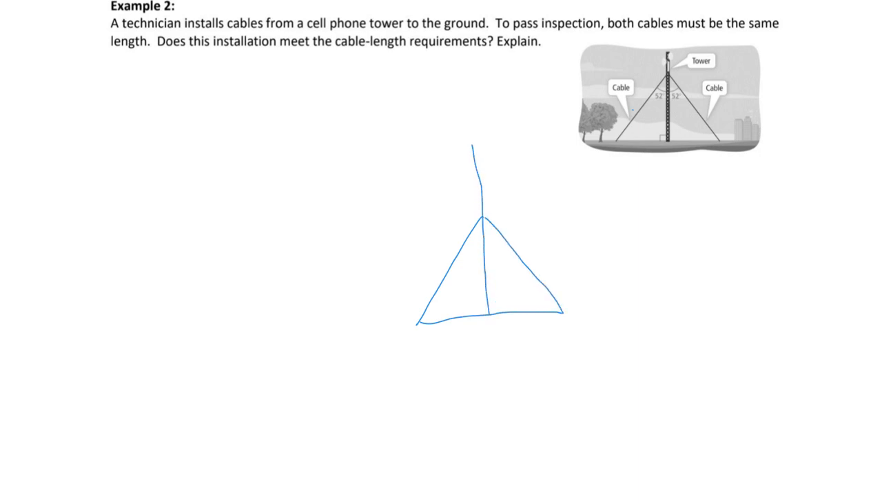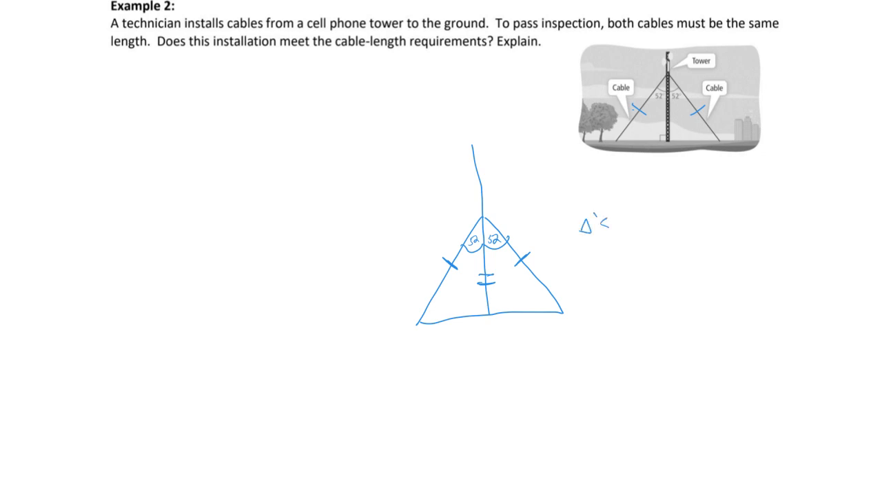Right, we have the tower going through, and we are told the cables are the same length, right? Cables, same length. We also are given that these are both 52 degrees. Now, to pass inspection, both, and then does this meet the cable length requirements? Well, right, we know that this is a shared side, the tower, right?